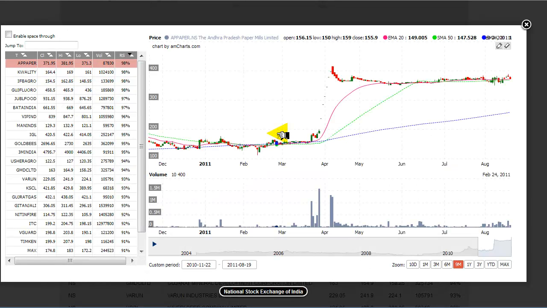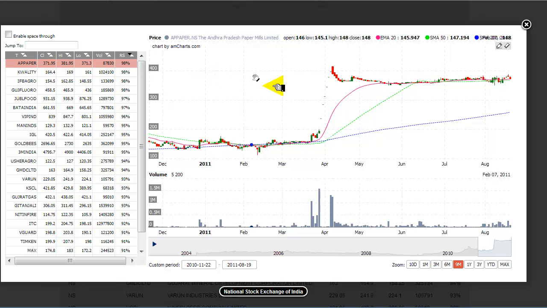This is AP Paper. Now notice that there was a big gap up back in April, which is probably due to some news or an acquisition, and the stock has been sideways since then. So it shows up as a high relative strength ranking because of that, but it's not something that we'd necessarily be interested in because of the news.